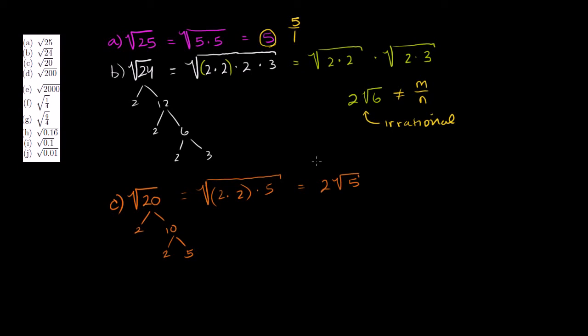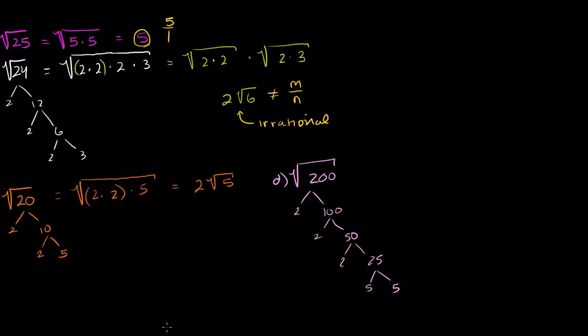Let's do part D. Part D, we have to do the square root of 200. Same process. Let's take the prime factors of it. So it's 2 times 100, which is 2 times 50, which is 2 times 25, which is 5 times 5. So this right here, we can rewrite it. Let me scroll to the right a little bit. This is equal to the square root of 2 times 2 times 2 times 5 times 5.